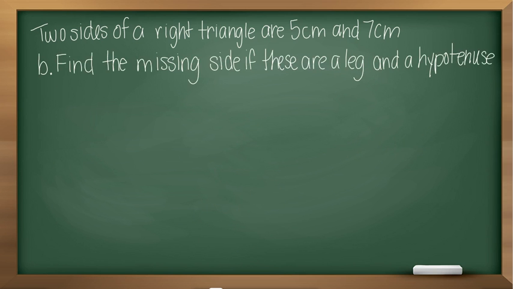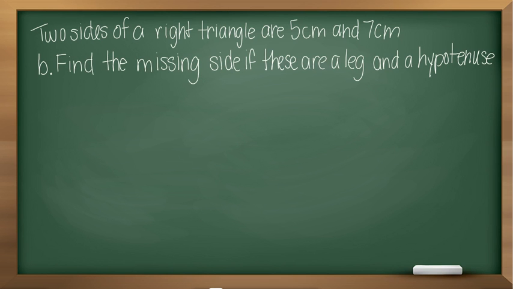For part B, we're asked to find the missing side if these are a leg and a hypotenuse. So going back to what we said, we know a hypotenuse is always the longest side of a right angle triangle. So when I'm going to draw this, 5 and 7 are going to be a leg and a hypotenuse. I know 7 has to be the hypotenuse because it's bigger than 5. So 5 couldn't be the hypotenuse and then have a leg be longer than it. That's not how it works. Hypotenuse is always the longest.